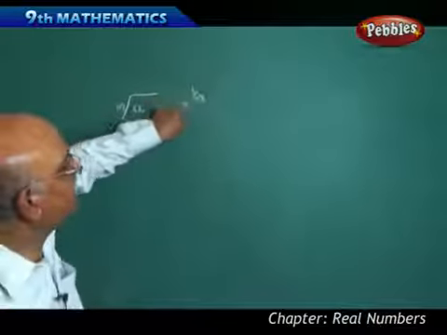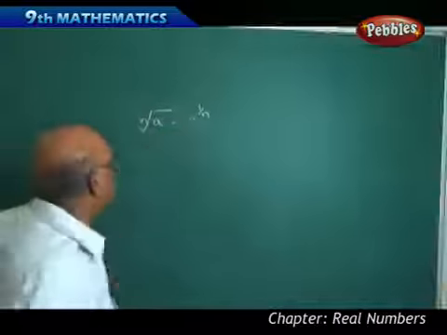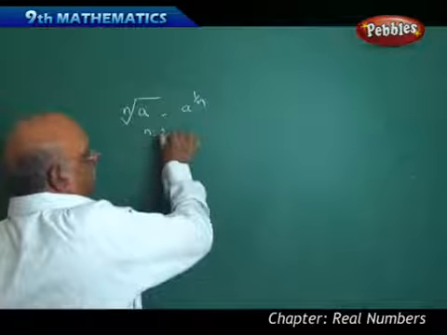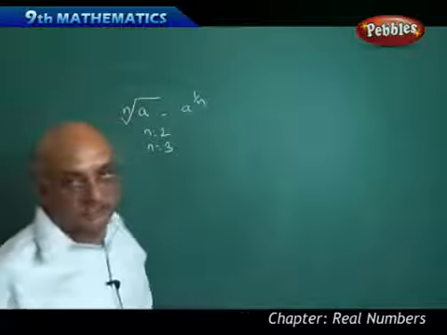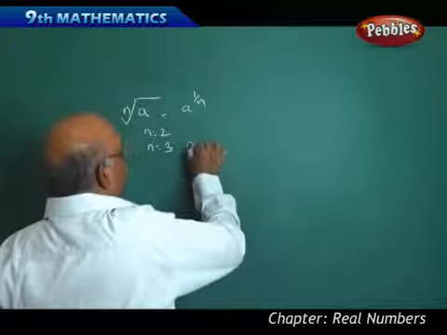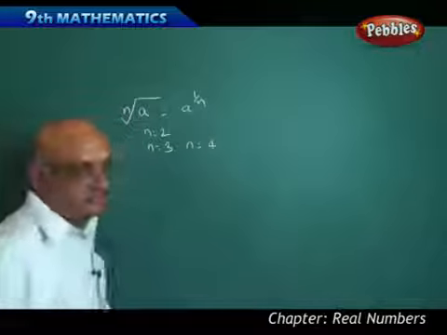N is the degree of this. Suppose if I take n equal to 2, we call it a quadratic surd. N equal to 3, we call it a cubic surd. N equal to 4, we call it a biquadratic surd.